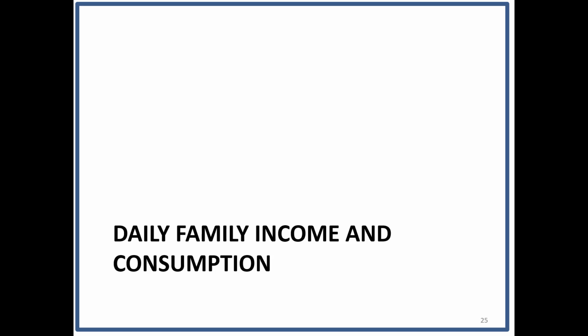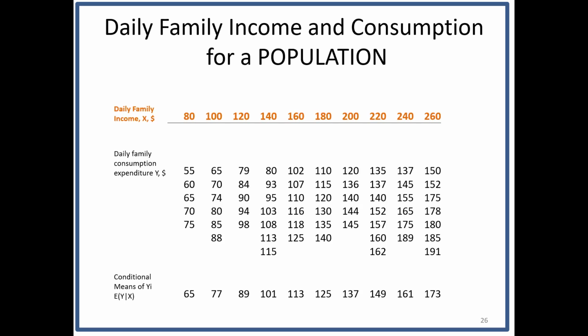So now let's put some numbers to this. Hopefully things will become more clear. We're going to talk about daily family income and consumption, or daily spending, for a population. We are going to pretend that we know the income and consumption or expenditure for a whole population, a small town here. And we have our fixed values of x that range from 80 to 260.